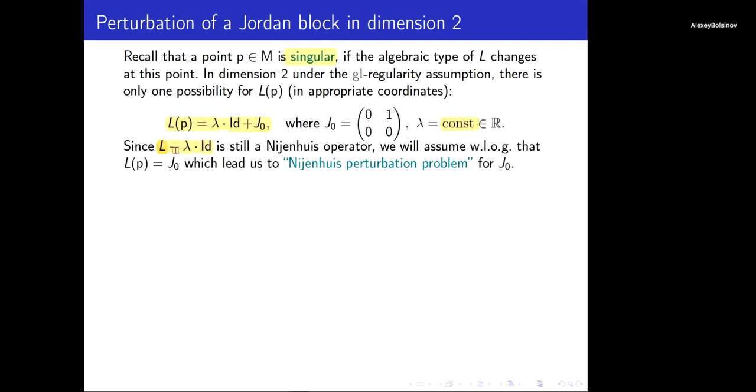So all properties remain the same. After this replacement, we may assume that at our point P the matrix is just the zero, nilpotent Jordan block, J0. So we need to solve the Nijenhuis perturbation problem for the nilpotent Jordan block J0. We assume that our matrix at our point is very simple: 0, 1, 0, 0. And then we ask, what about the neighborhood of this point? What may happen to this block if we change the point P in the Nijenhuis way, so that L is still a Nijenhuis operator?